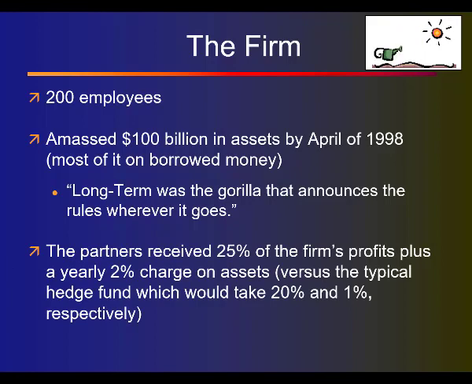The firm itself was paid extremely well. The partners received 25% plus a 2% charge on assets. So higher even than the 20, 22, or 21 that you see with other hedge funds. Very lucrative. So they got 2% even if the fund was down. So if 100 billion, they're getting 2% of 100 billion. You're talking $20 million plus 25% of profits, and their profits the first couple of years were huge. So these 200 employees were making a lot of money.